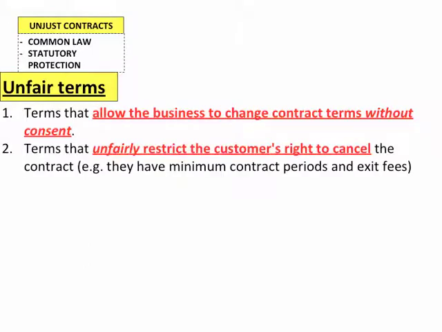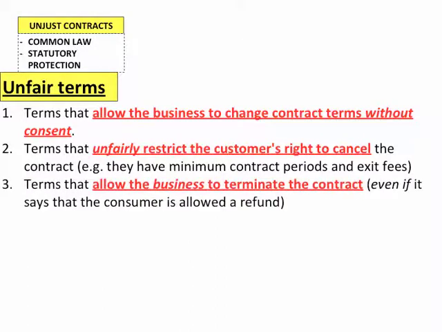Any term that unfairly restricts the customer's right to cancel the contract. So some of the gym contracts had very, very long minimum contract periods, and then if you wanted to get out, there were big exit fees, despite the fact that it really doesn't cost anything for them for you to cancel the contract, right? It's not like they have to pay someone for something. It's just that they miss out on sales. So they would charge these massive exit fees to scare you from getting out of your contract.